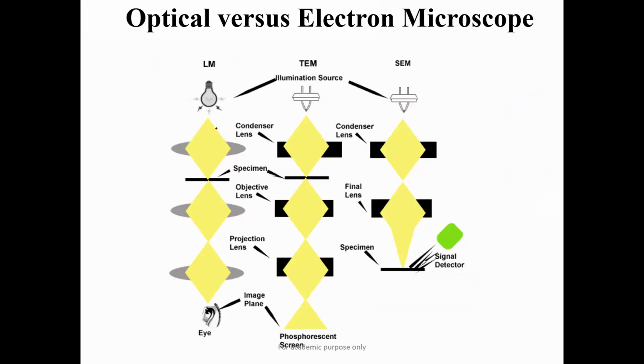As I mentioned, the TEM is very similar to the optical microscope. As in optical, there is a source. Similarly, in the TEM there is a source, followed by a condenser lens, then your sample, and then the objective lens. And then here we see images by eye. For the TEM, we need a phosphorescent screen over which we can project our image.